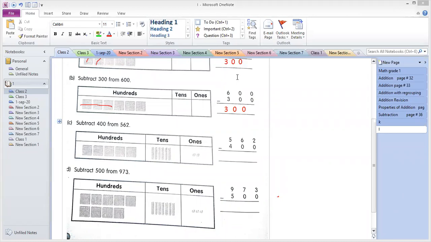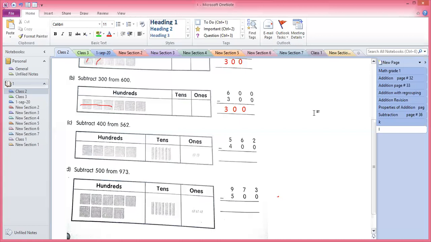Yes, Umar. I want to minus 400 from 562. So I should minus from the ones first. These are the hundreds, these are the tens, and these are the ones. So there are 2 ones and I need to minus 0. What will be the answer? 2, exactly. The answer will be 2 because there are only 2 ones and I don't need to cut anything because it's 0. Very good. So I will write 2.